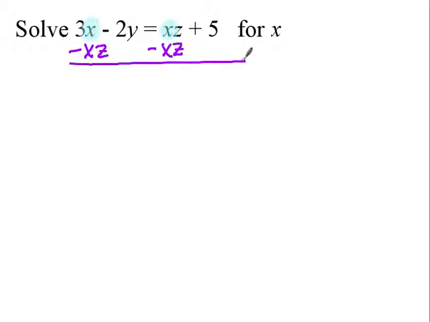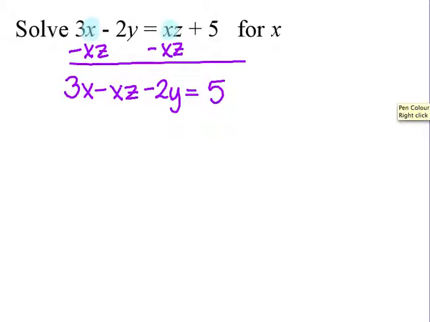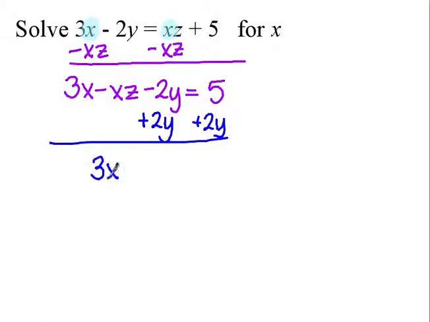So on the left I get 3x minus xz minus 2y. Now what do you have to move? The 2y. So I'm going to add 2y to both sides. So I end up getting 3x minus xz equals 5 plus 2y.